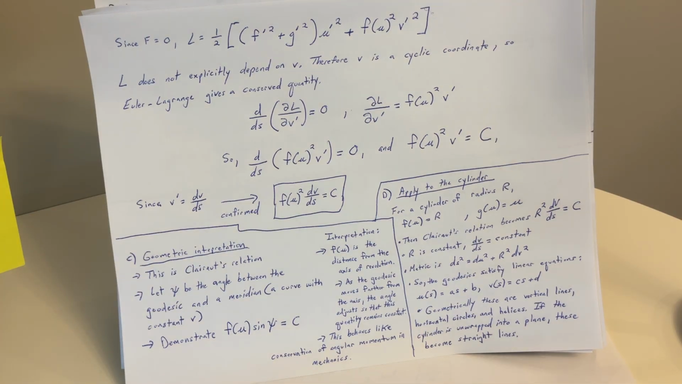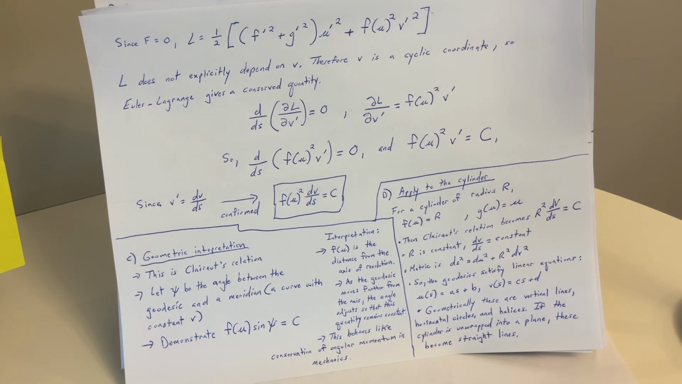The interpretation, what we could say is f of u is the distance from the axis of revolution. And also, as the geodesic moves farther from the axis, the angle adjusts so that this quantity remains constant. And we could wrap that up with this portion. We could say this behaves like conservation of angular momentum in mechanics.